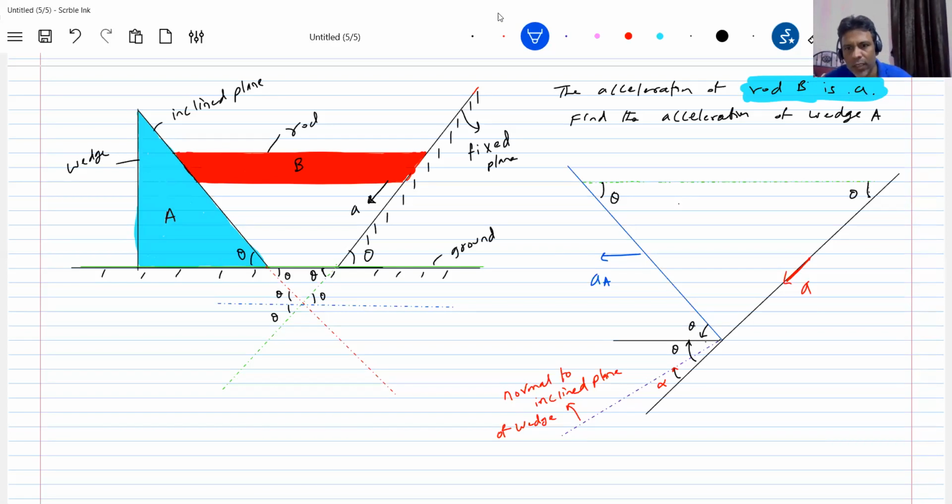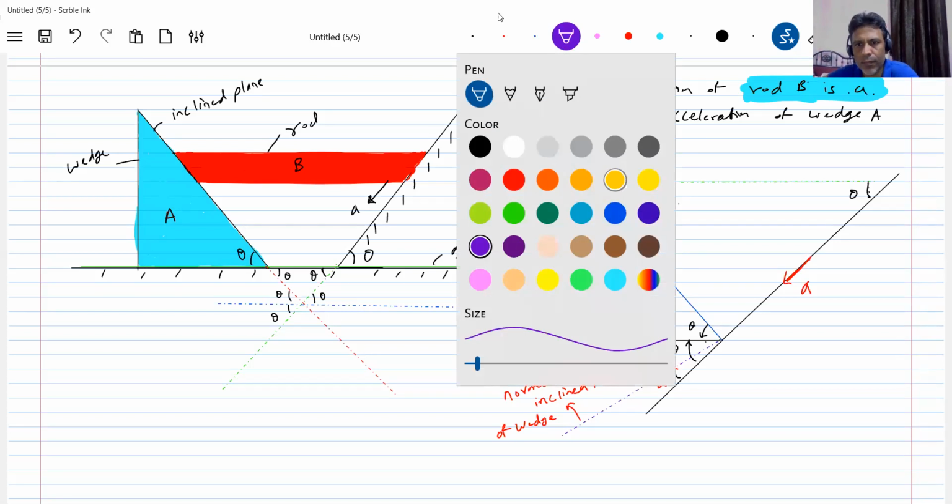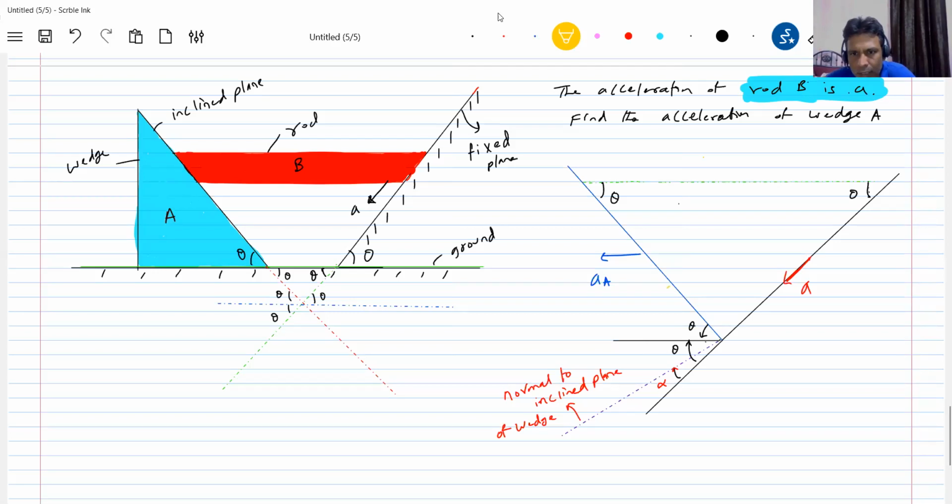What should be equal now here? Any relation between the angles? So and this angle should be 90 degree. The total angle. This total angle should be 90 degrees. Now why 90 degrees? Because it is perpendicular to the inclined plane. So this is that inclined plane of wedge.